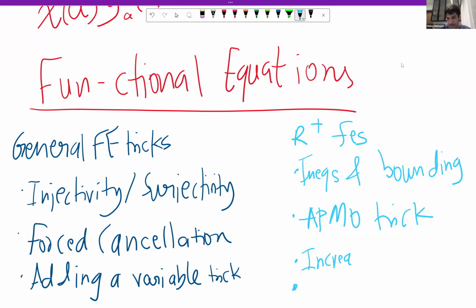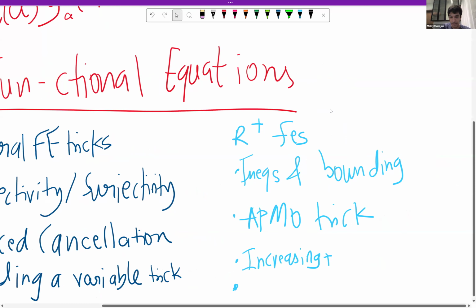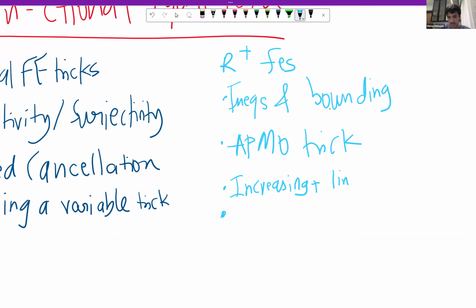This generally works for R plus FEs. If you prove increasing plus linear over Q, it implies linear over R. This works for real to real FEs, but in most cases, at least in all examples I've seen, you do this only over positive reals because it's not easy to prove increasing in all problems.